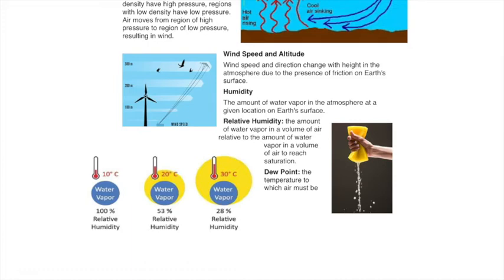Normally when air reaches 100% relative humidity, it will precipitate. It will snow, it will sleet, it will rain, it will something. It will fall out somehow.